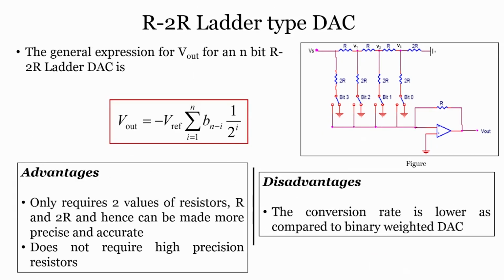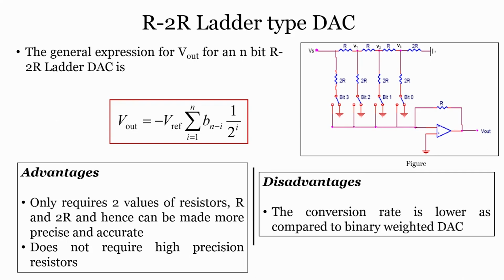Now, if you want a generalized expression for the R-2R ladder digital to analog converter, then what can I have? The general expression can be V out equals minus V reference into summation of B n minus i into 1 by 2 to the power i, where i equals 1 to n.